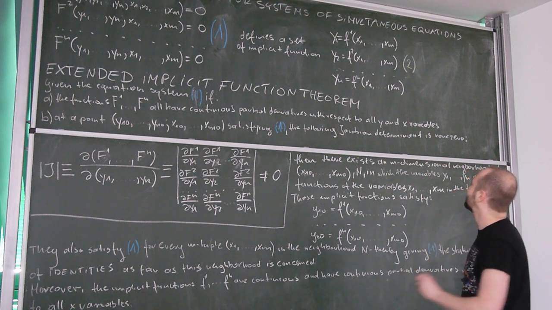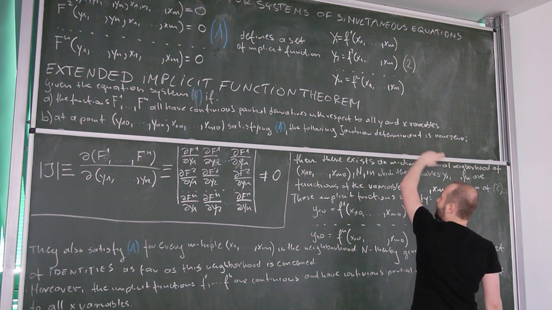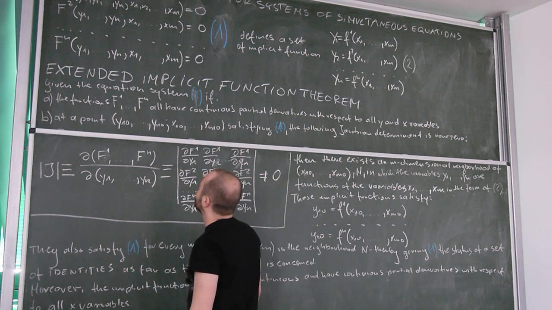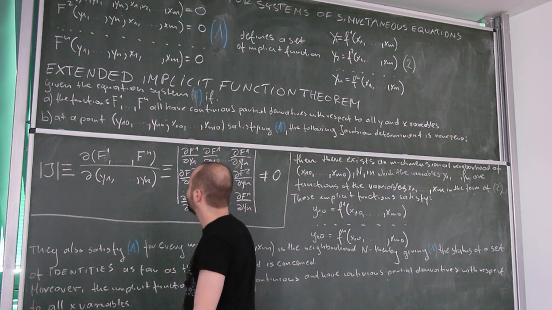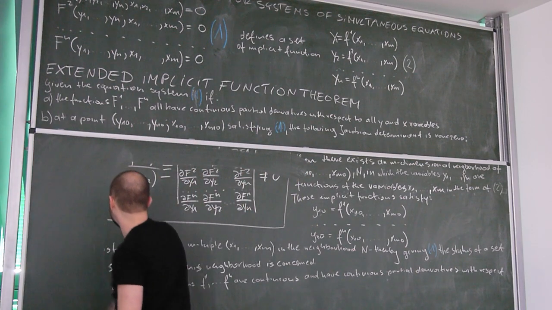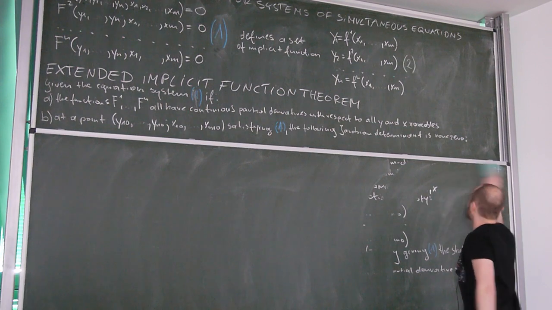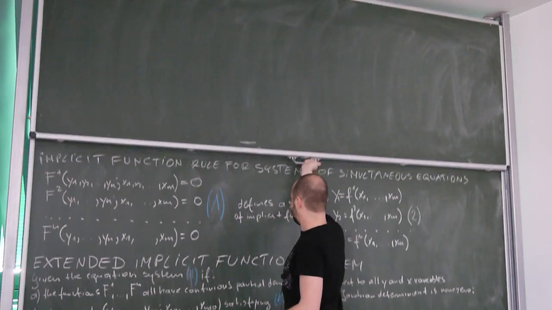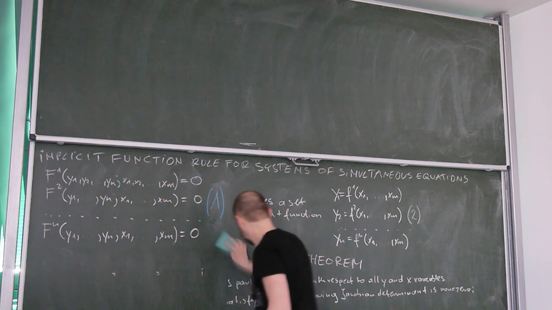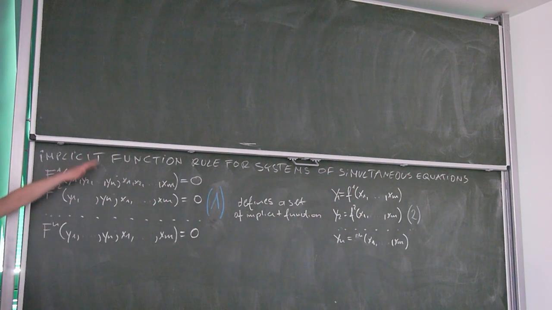So look, basically, this is what we are looking for. We are looking for derivatives of these functions while we have this system of simultaneous equations. Okay, now the question is, how do we find these derivatives? And look, we can find those derivatives using something that we will call the extended implicit function rule. Okay, now, so let me demonstrate how we get this rule. Let's just say that again, we start with system one.